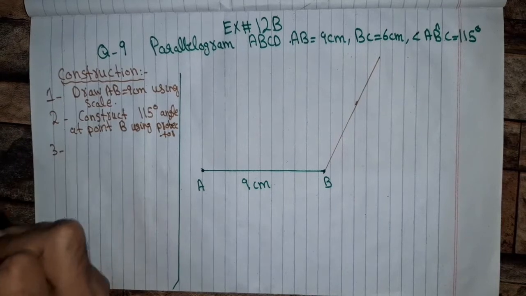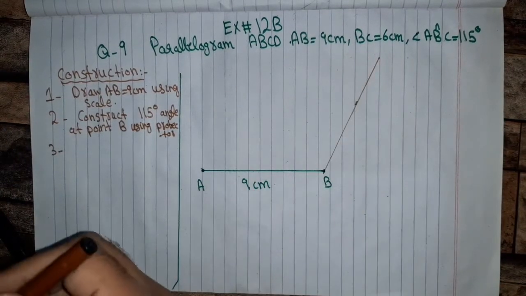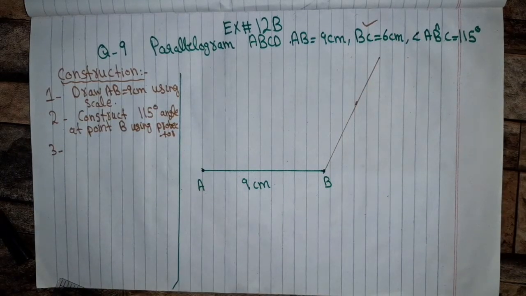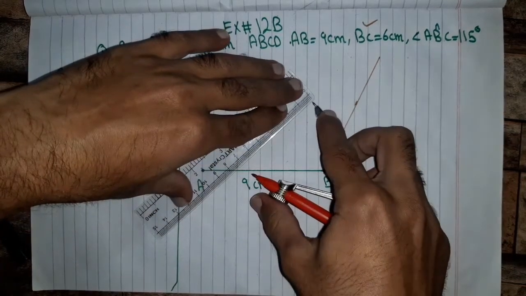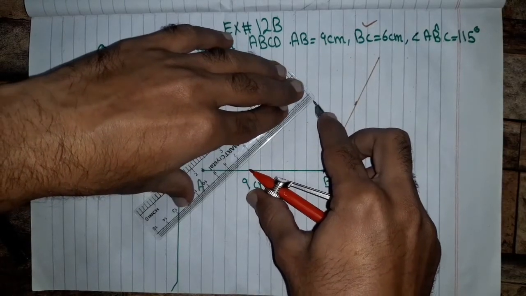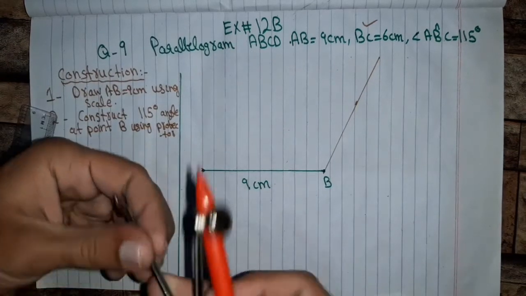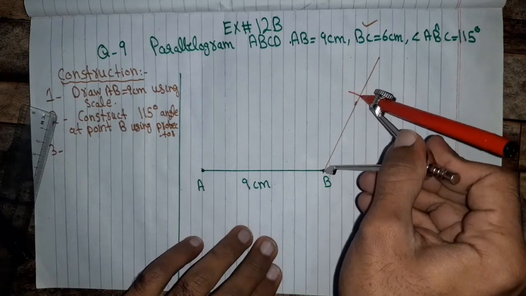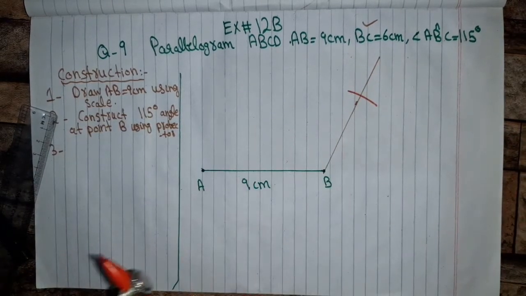So third step. Now we have to draw this BC. We will open compass to the length 6 centimeter and draw an arc. So this is the 6 centimeter arc.